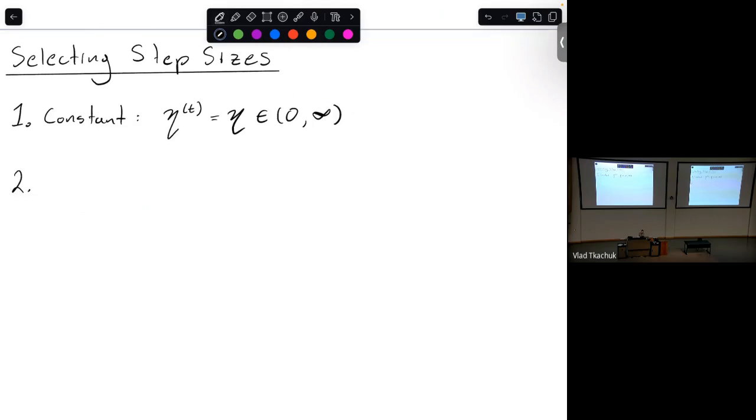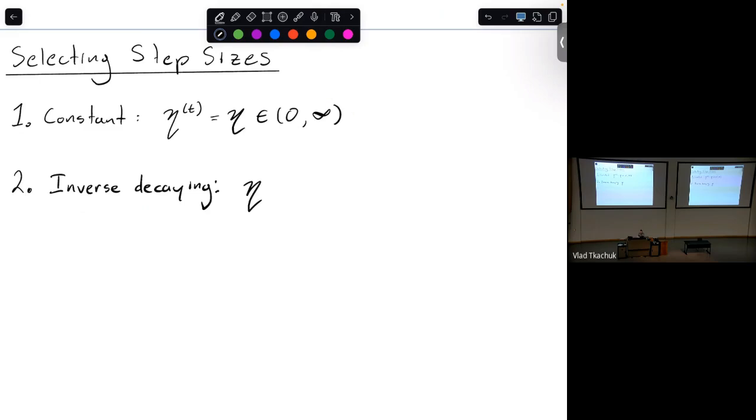Then you can start to be a little bit more creative, and you can observe the first obvious thing you would want, which is that as time goes on, you're getting closer and closer to the minimum, ideally. And you don't want to keep taking big steps if you're closer to the minimum. So you're going to somehow want to decrease your step size with time. And there's various ways to decay it. One is by using an inverse function. So this is called the inverse decaying step size.